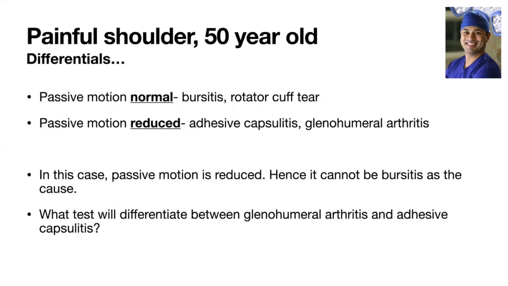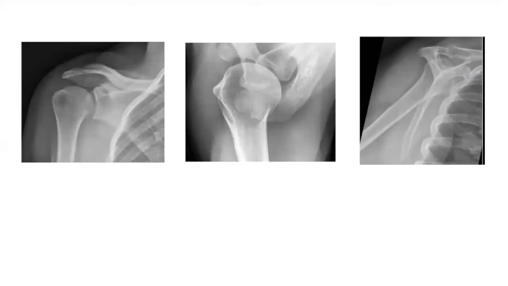So as I said, in this case, passive motion is reduced. So bursitis can't be the cause, and that's why an injection into the bursa failed to provide the relief she's looking for. So the differentials are glenohumeral arthritis, which in a 50-year-old without any significant history is unlikely, or adhesive capsulitis, which is more commonly known as frozen shoulder. So what test is going to differentiate? This is one I usually throw to the audience, but you're all very intelligent people and you know very well the test that's going to differentiate between a capsulitis problem or a joint problem like arthritis is an X-ray.